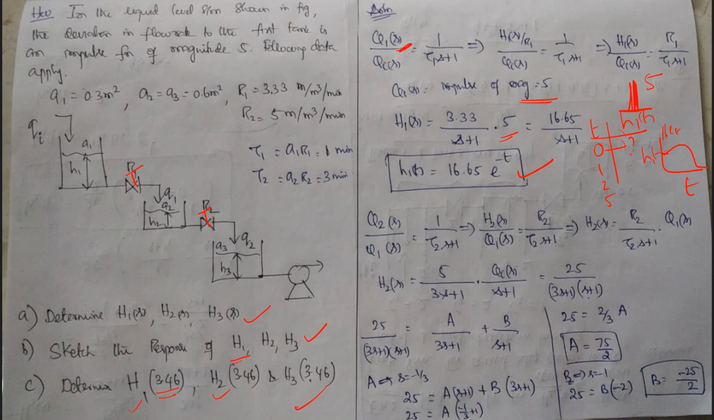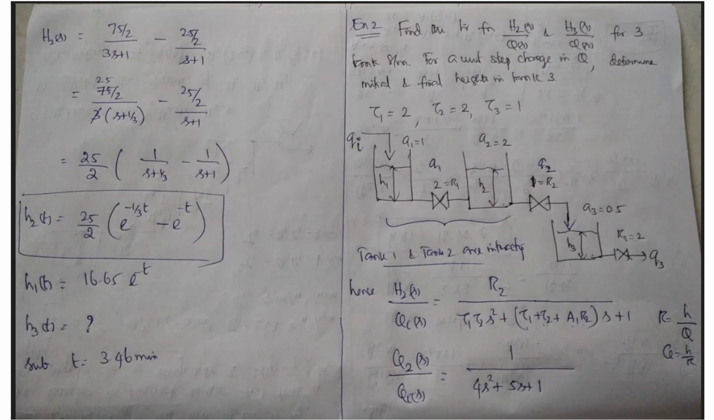Similarly, the second tank, same thing: Q2 by Q1, and in the place of Q2 we replace H2 by R. Then simplify this. Since it has the influence of the previous tank, we have two factors, so you have to apply partial fractions, which you have studied in earlier classes. Find the values; I found A as this and B as this, then substitute. Then I got the response like this, H2 of t. H1 of t is already done, and this is H2 of t.